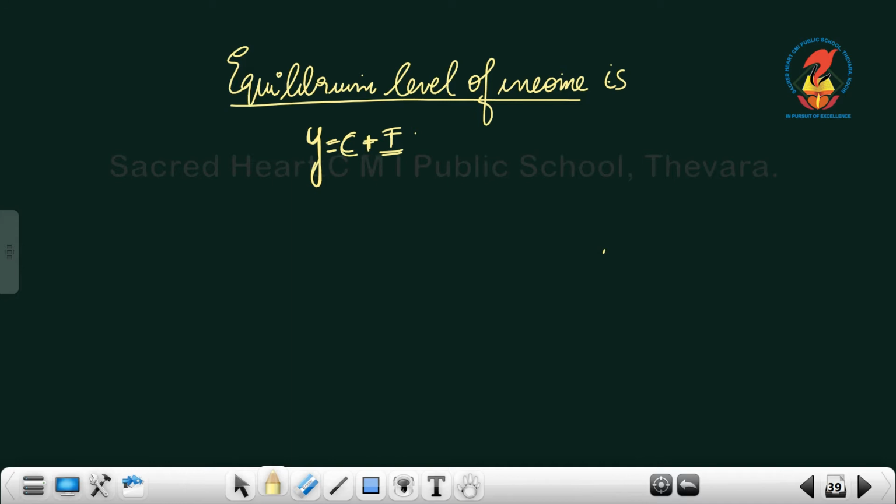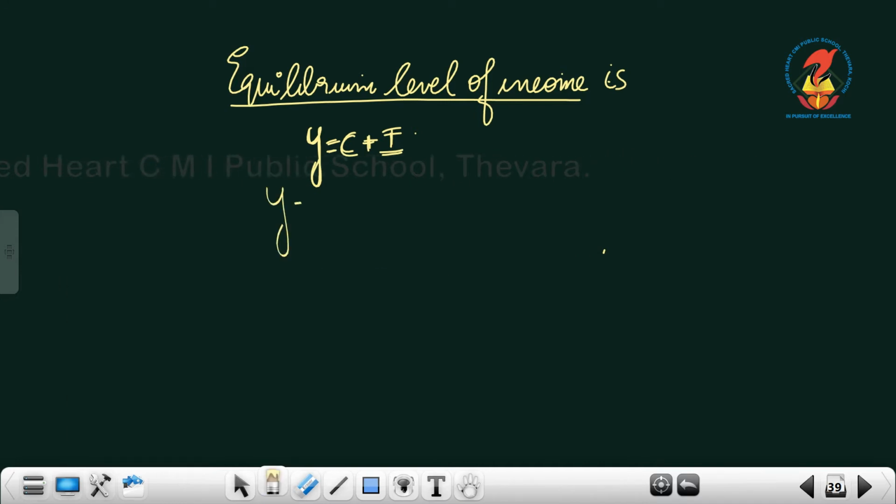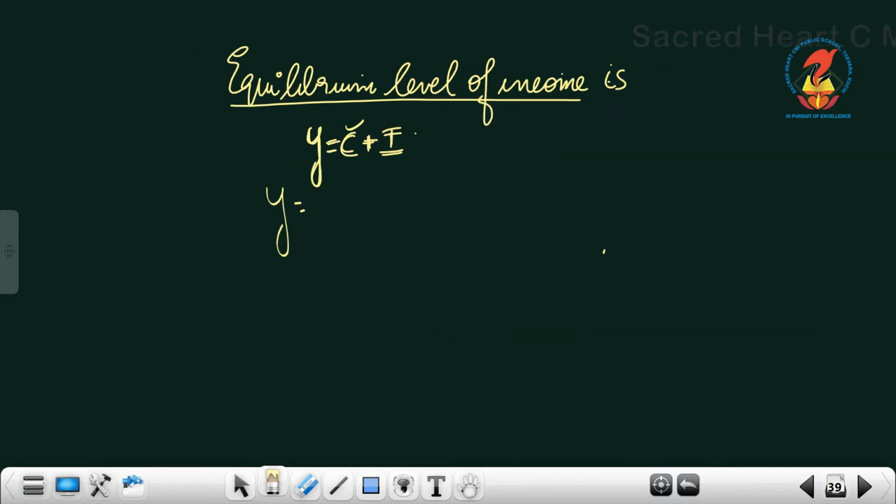To find out the value of Y, what we have to do, Y is equal to, now what is the C? Actually the function C is given in your problem. C is equal to C bar plus BY, 100 plus 0.75 Y. So that has to be written in this equation. Which equation? This equation. So the C function has to be written there.